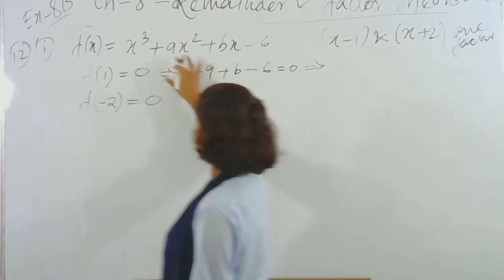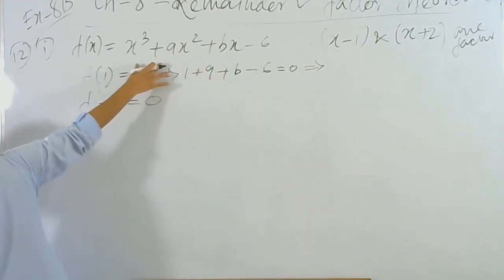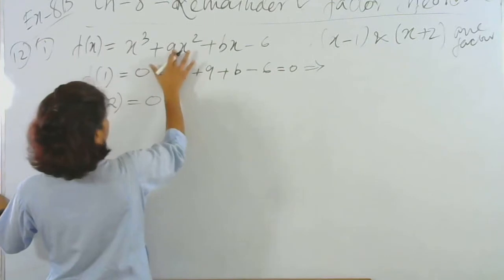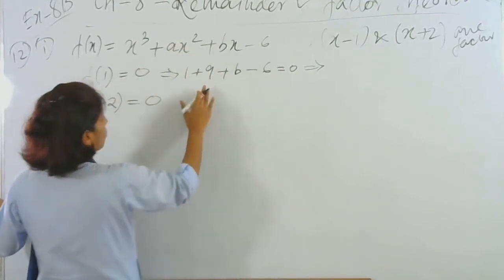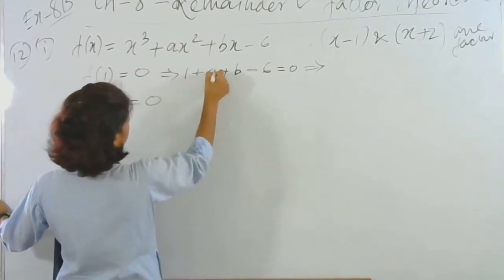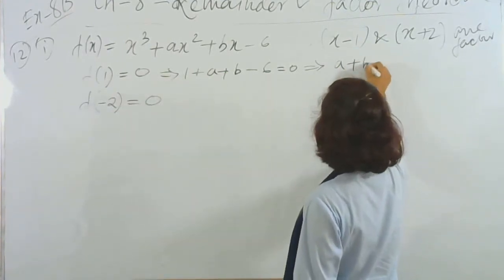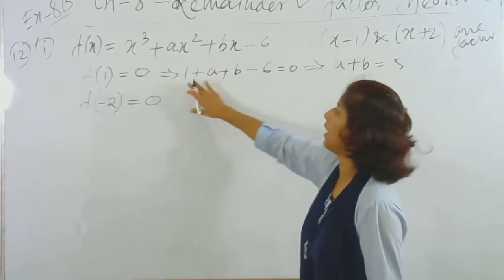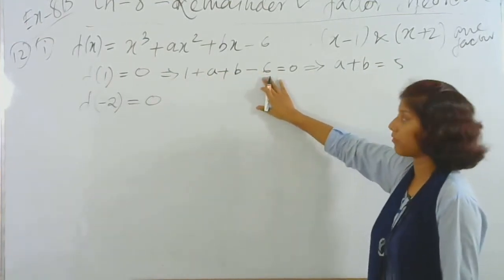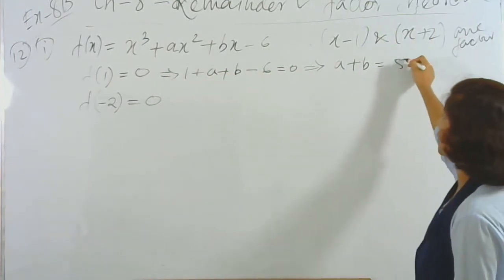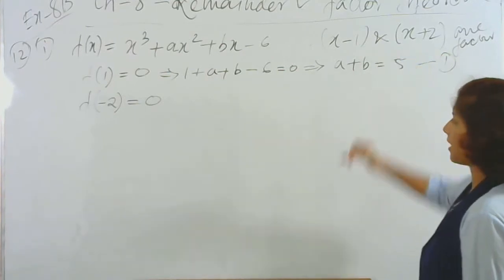Oh, this is a, na? Okay, this is not 9, this is a. So I have a plus b is equal to 5, since 1 minus 6 is minus 5, and shifting it that side it becomes plus 5. So I got one equation, a plus b equals 5.